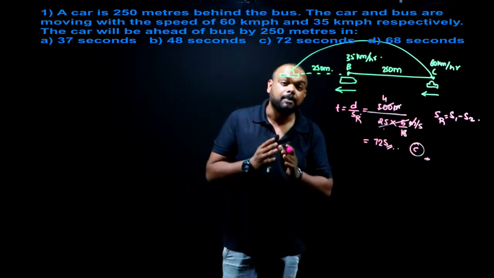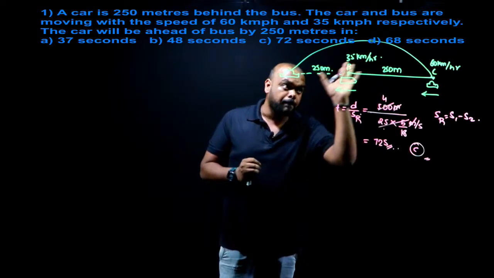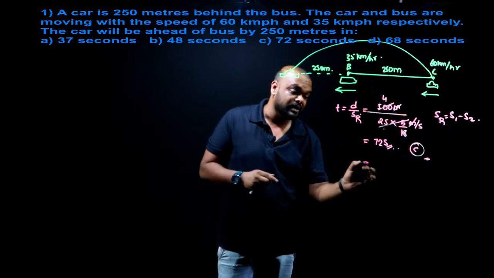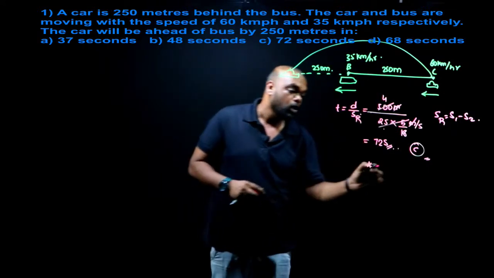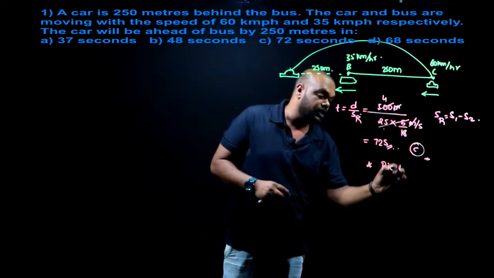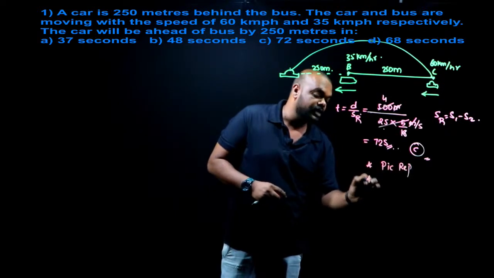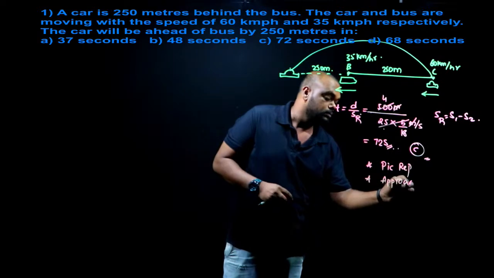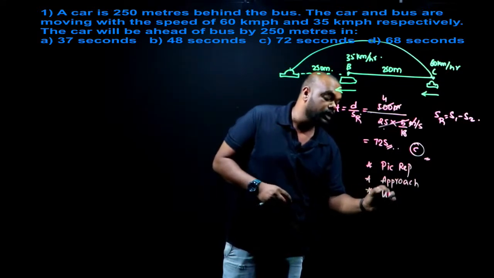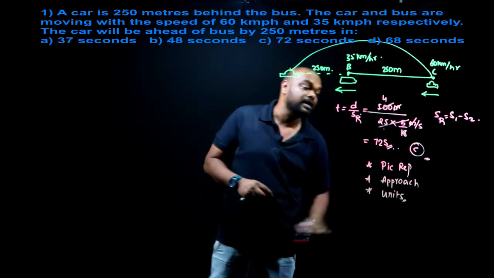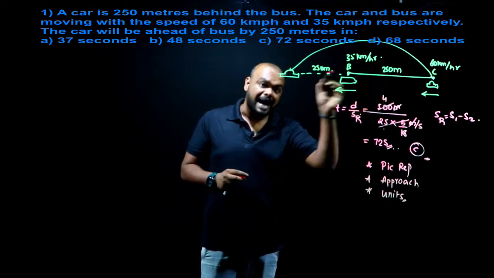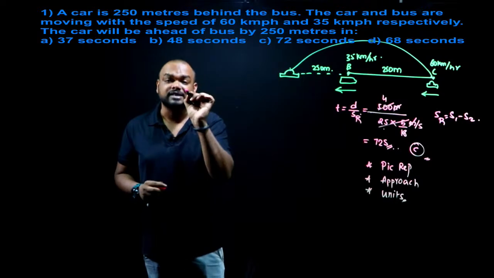We need the time. How do we calculate time? Look, pictorial representation. As I told you in time, speed and distance, there are 3 points. One is the pictorial representation. The second point is approach, which means where do you start from? And the third point is units. These two are most crucial when you're dealing with problems based on relative speed.